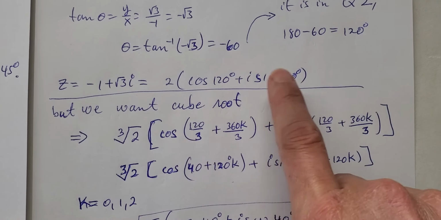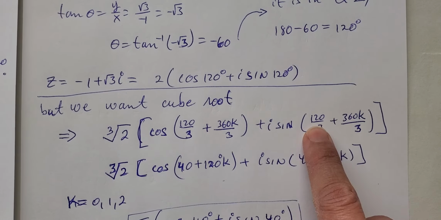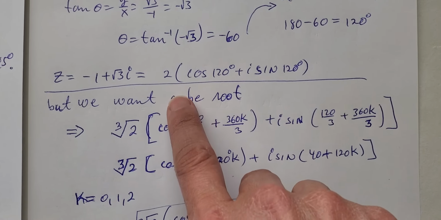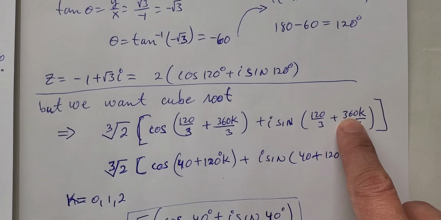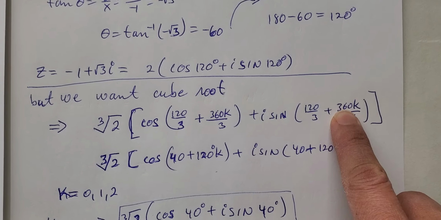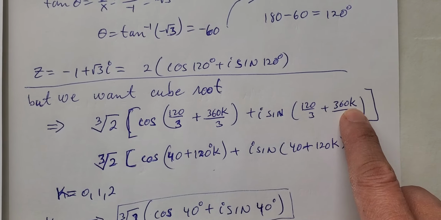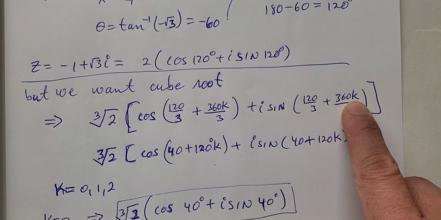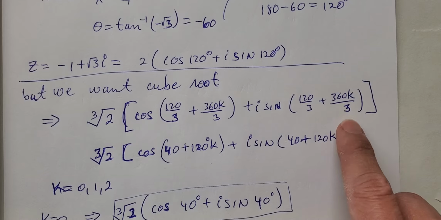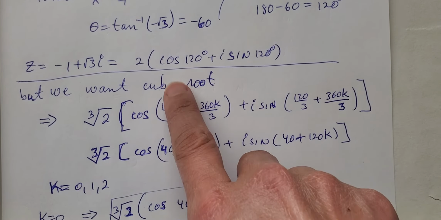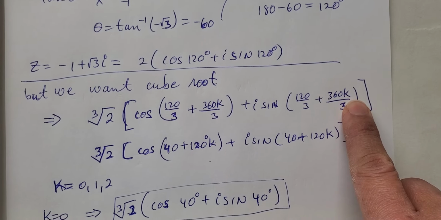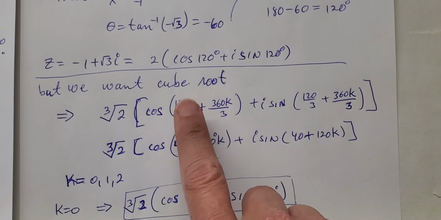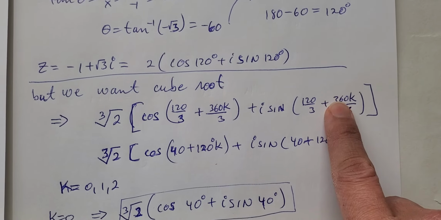Since we're doing cube root, divide 120 by 3. That's where the 3 comes from, because it's cube root. 360, because around the circle is 360 degrees. Where does the k come from? K means how many times you're going to go around the circle as needed. And then divide by 3 because it's cube root. Okay. So whatever you do to cos, you do the same thing with sine.